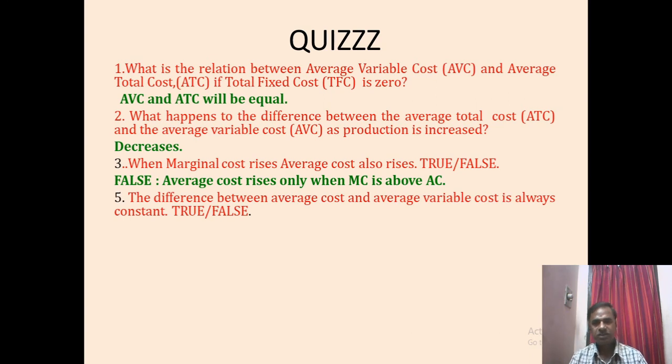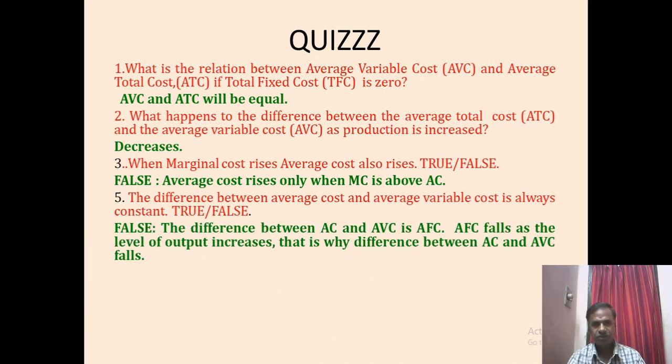The difference between average cost and average variable cost is always constant. It is false, because average fixed cost is falling. Average fixed cost is falling, so that's why the difference between AC and AVC will not be constant, it will fall.